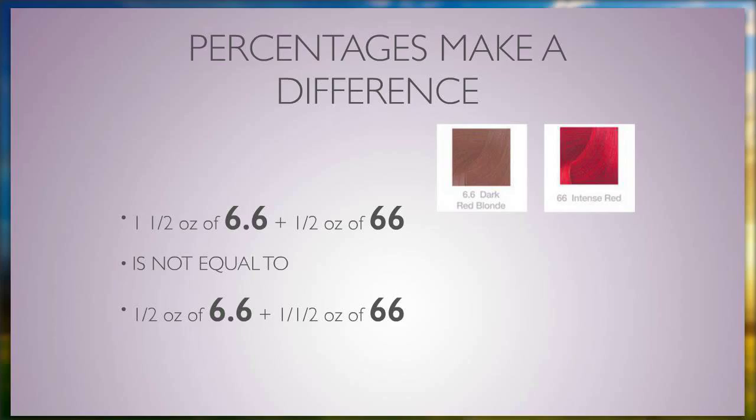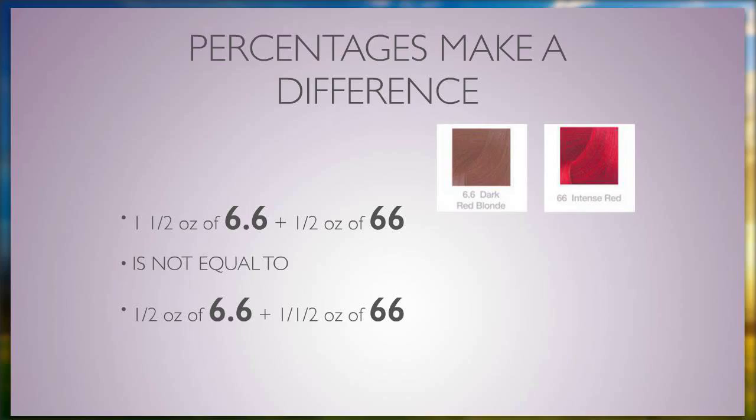If I only use a half an ounce of 6.6 and an ounce and a half of 66, what happens is I don't have any base color in there. Because you remember, the amplifiers are pure tonal value. They have no base level. So amplifiers on their own, they're not going to cover anything. All they're going to do is add tonal value.